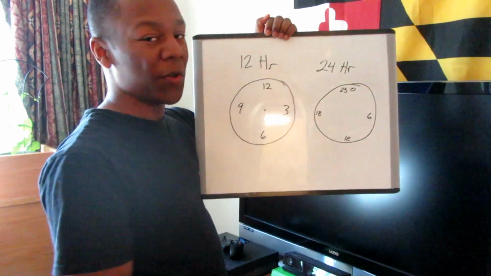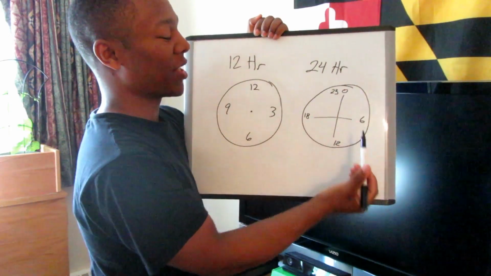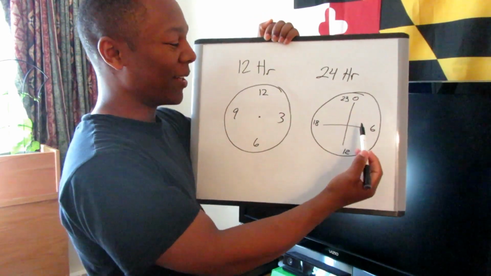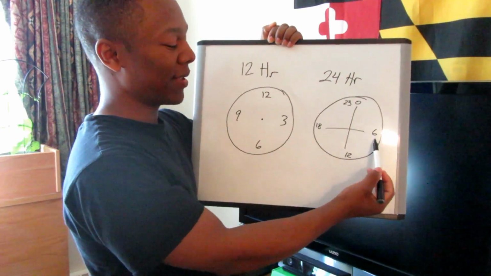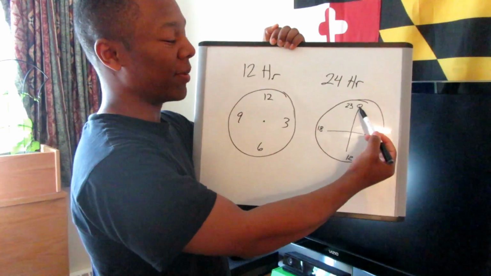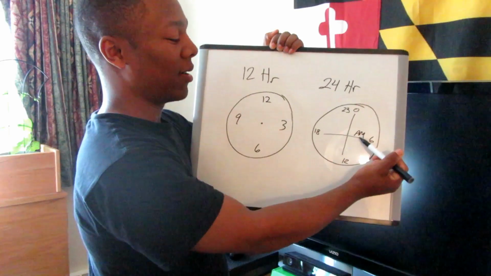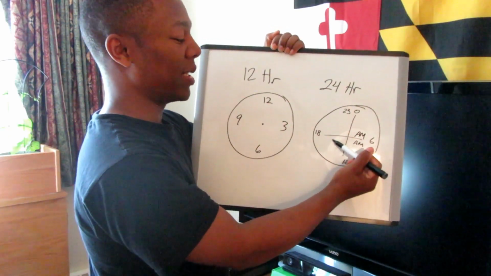So this looks a little bit confusing at first, but if you could just break it into 4 different sections, 0 to 6, 6 to 12, 12 to 6 p.m., and then 6 p.m. to midnight. So if you could just imagine this as the AM side, and this is the PM side.